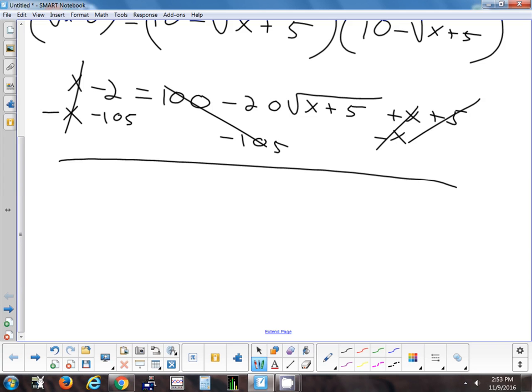So what's negative 2 minus 105? Negative 107 equals negative 20 square root x plus 5.